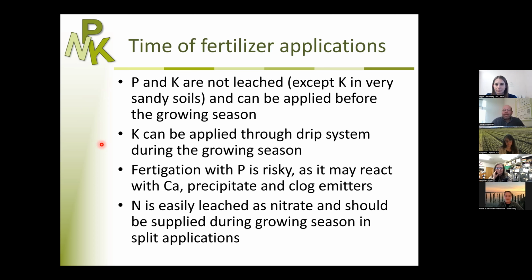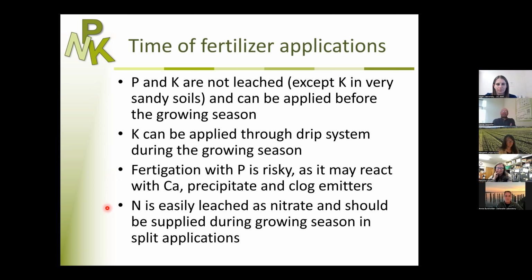Potassium can be applied through the drip system during the growing season, if you like. Fertigation with phosphorus is a bit risky. If there is calcium in the irrigation water, it may react with calcium, precipitate, and clog the emitters. So if you drip irrigate, you need to be a bit careful with phosphorus.